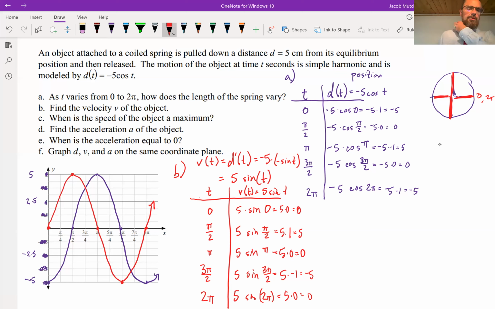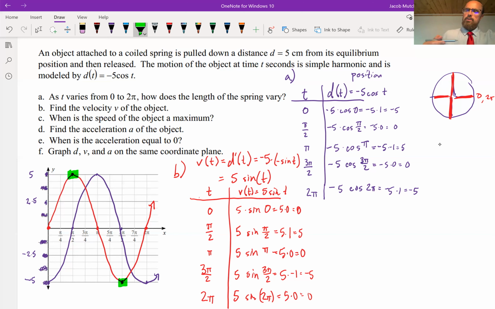So we need to answer the question in part C: when is the speed of the object a maximum? Well, that's at these spots. It's a maximum here. It's also a maximum down below, because remember, speed doesn't have a sign. Speed is a scalar measure. It doesn't have a direction. So really we're just looking at absolute value. It has max values at those places when the object is back at the original position.